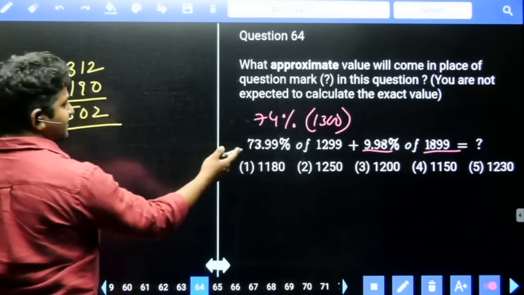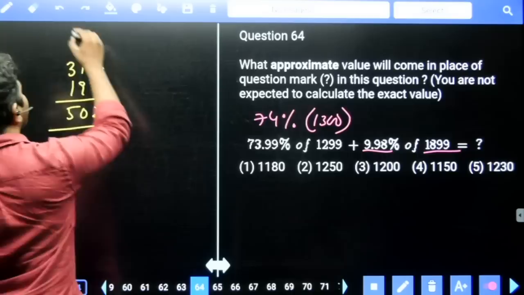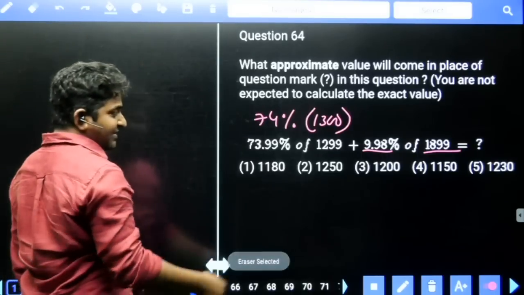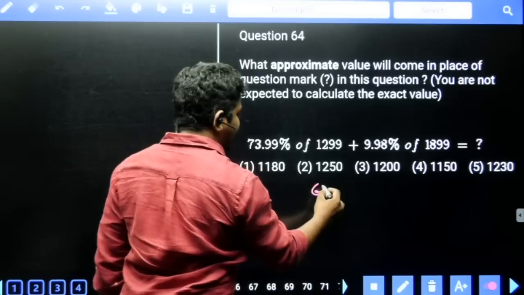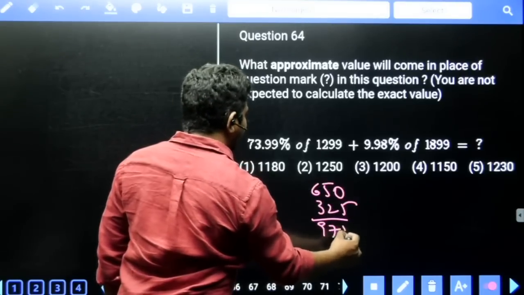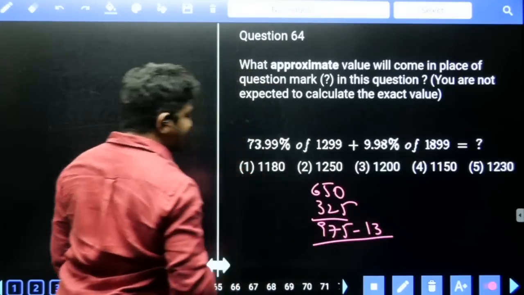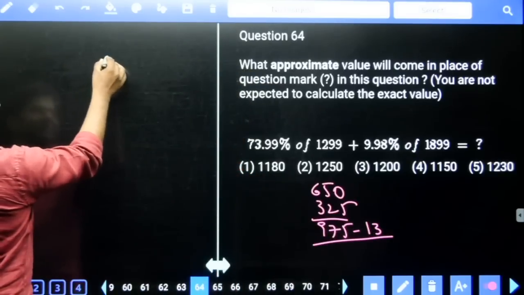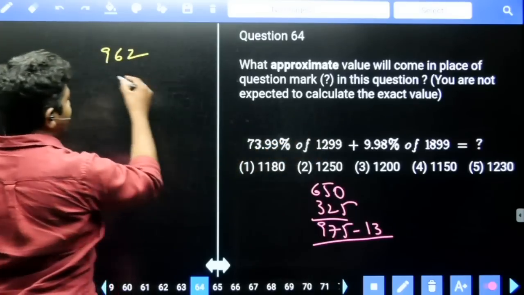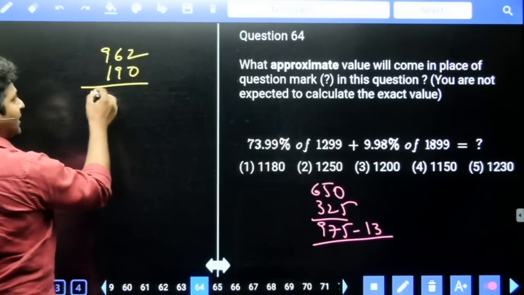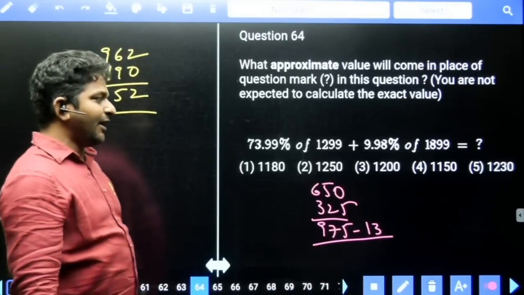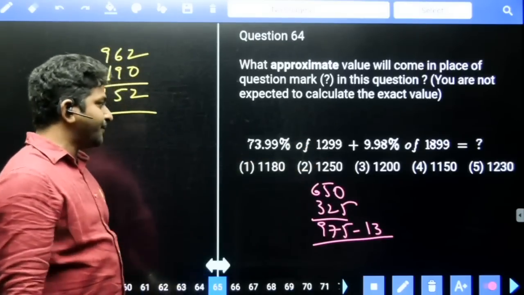Sorry, 75%, right? Half plus half of the number. This is mistaken. 75% is half plus half of the number. Half is 650. Again, half is 325. Total 975. From this, if you subtract 1%, that is 962. And then 10% of 1900, which is equal to 190. Total 1152. 1152 should be your answer. Approximate, fourth option 1150. Next.